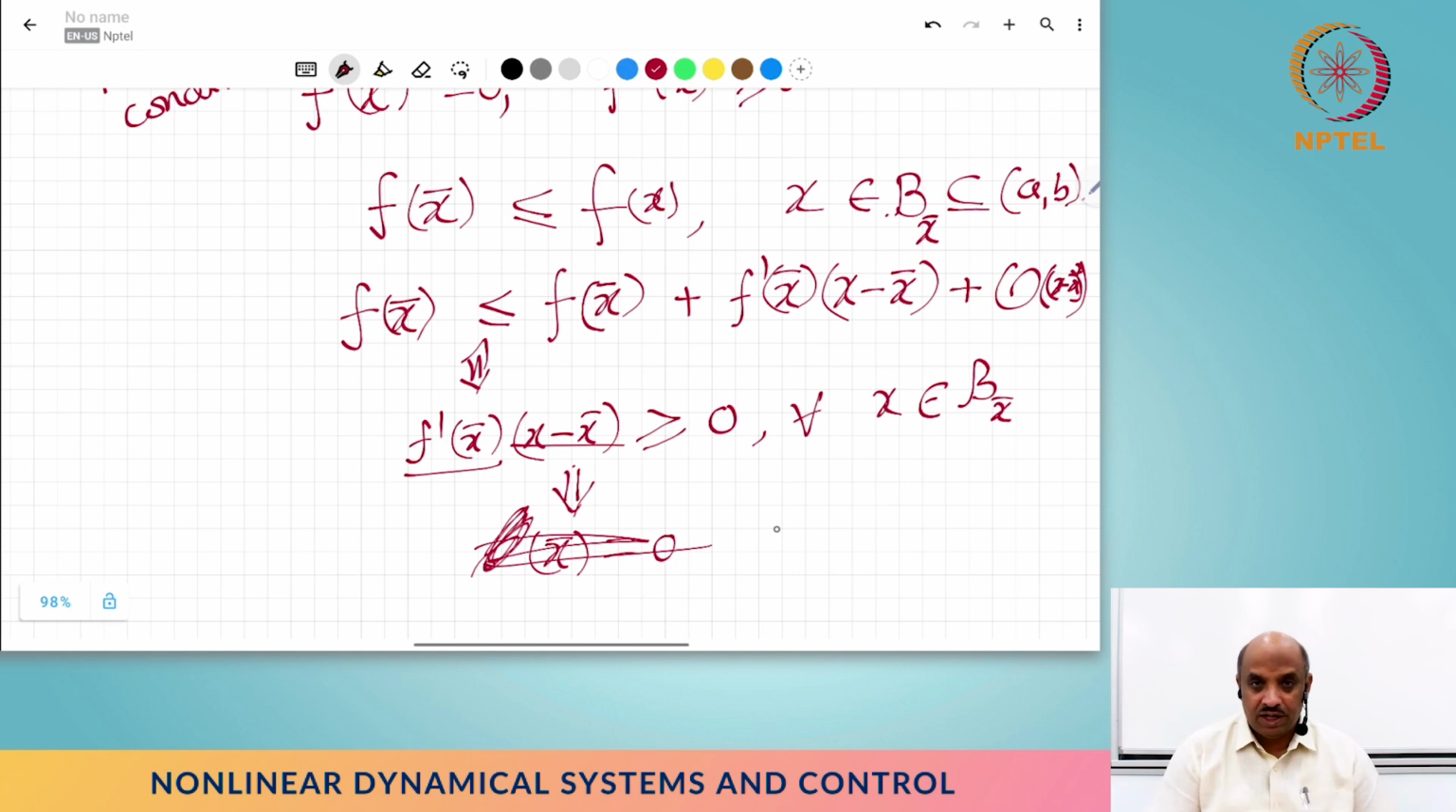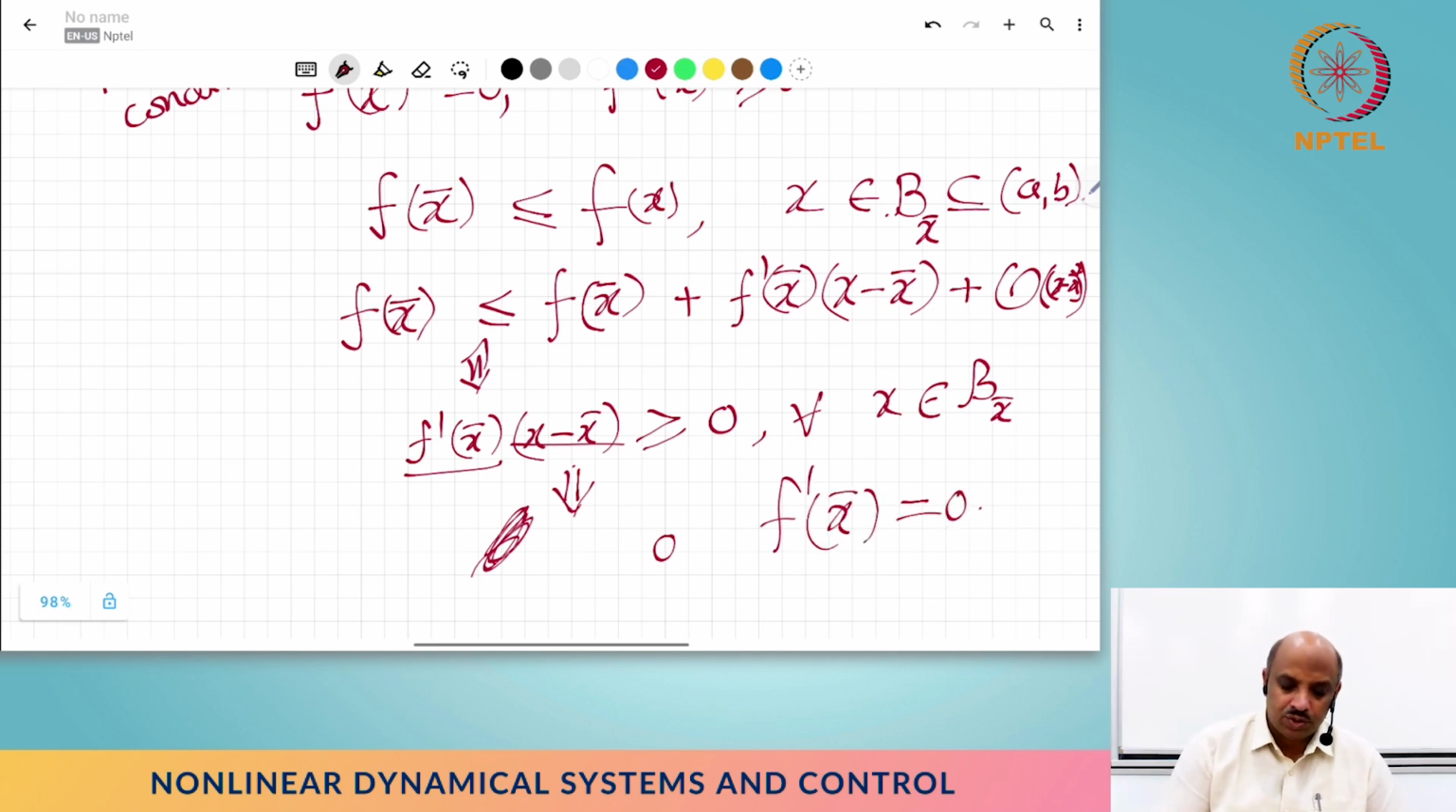Okay, so I'm going to repeat that argument once again. Basically, this f prime times something is greater than or equal to 0, but that something is arbitrary, so we can change the sign at will. If this is a positive quantity, this shows that f prime is non-negative. If this is a negative quantity, that shows that f prime is non-positive. That can only happen if f prime is actually 0.